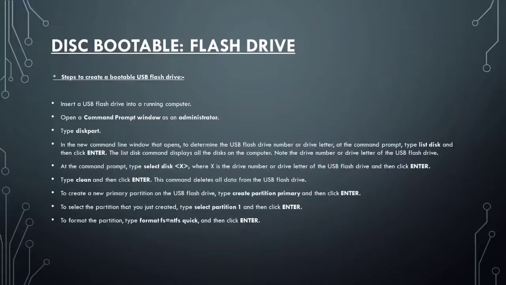After that, to create a new primary partition on the USB flash drive, type create partition primary and then click Enter again. To select the partition that you just created, type select partition 1 and then click Enter again. Finally, to format the partition, type format fs=ntfs quick and then click Enter.